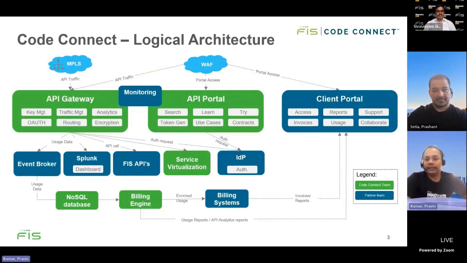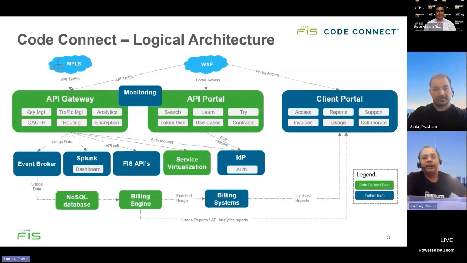Code Connect's scalable architecture ensures adaptability to ever-evolving business requirements, making it an indispensable tool for businesses in their pursuit of digital transformation. With these features, FIS Code Connect empowers organizations to optimize API management, enhance security, and propel their digital initiatives to new heights.